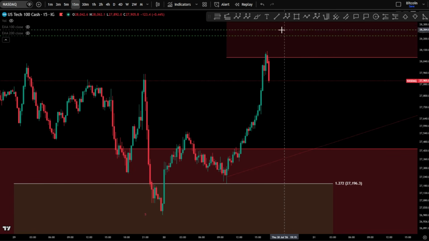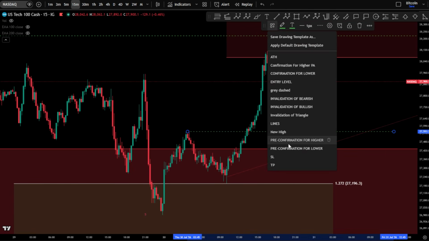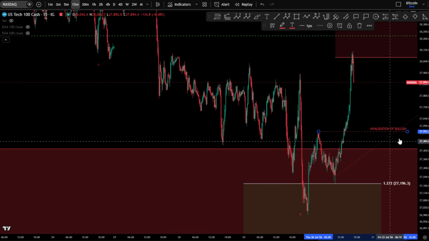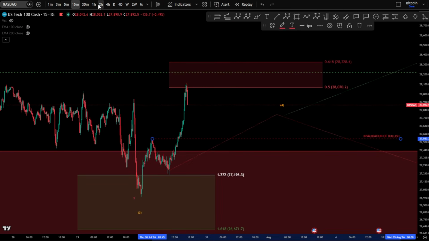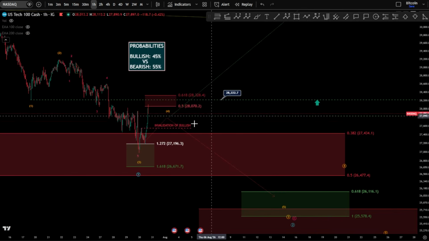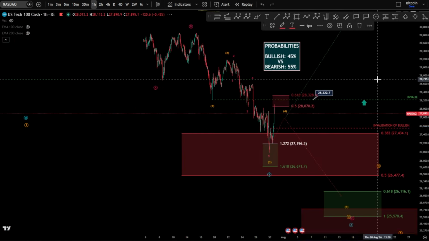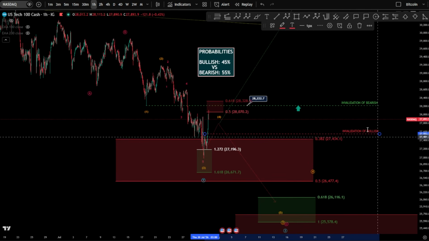Now we drop back down. Of course we got a new key level. The key level is the invalidation of the bullish scenario, meaning if the price hits this key level, it's a signal that we continue the drop toward the downside. So currently we're trapped between those two key levels. One is the invalidation of bearish and the other is the invalidation of bullish.